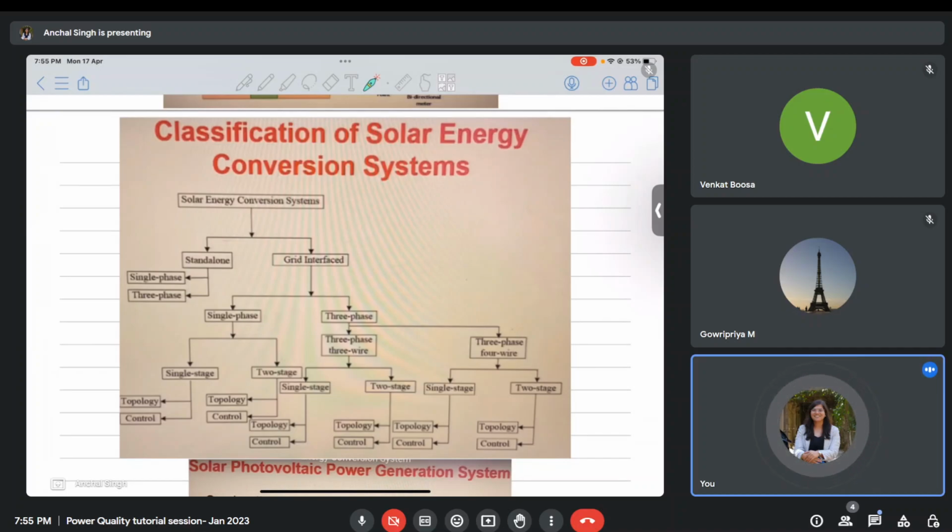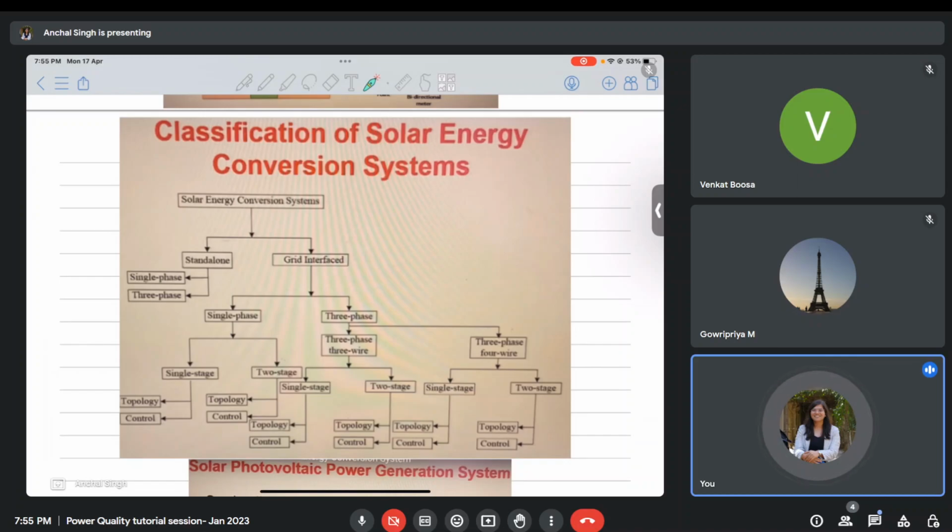So if you look at the classification of solar energy conversion systems, they can be classified broadly in the category of standalone and grid interfaced. So if you have a small solar rooftop at your place, you could either use that solar energy for fulfilling your own electricity requirements, or you could pump it back to the grid. Whichever is more feasible and cheaper for you, you can go for it. So there are two basic classifications.